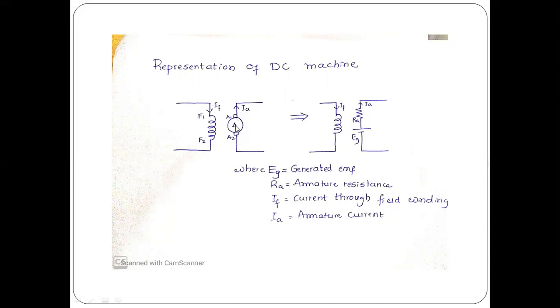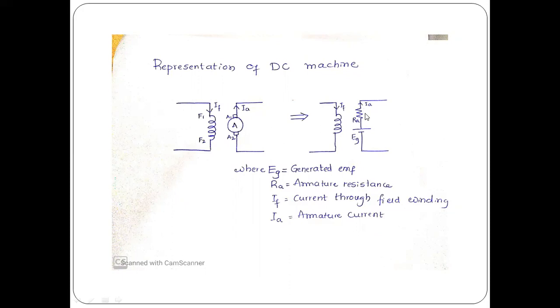One more thing: in the DC machine, we are representing the armature like this, as a source and a resistance. Why is it like that? Because in our armature we are generating electricity. It is providing electricity, which means it is acting like a source. That's why it is named EG, the generated EMF.